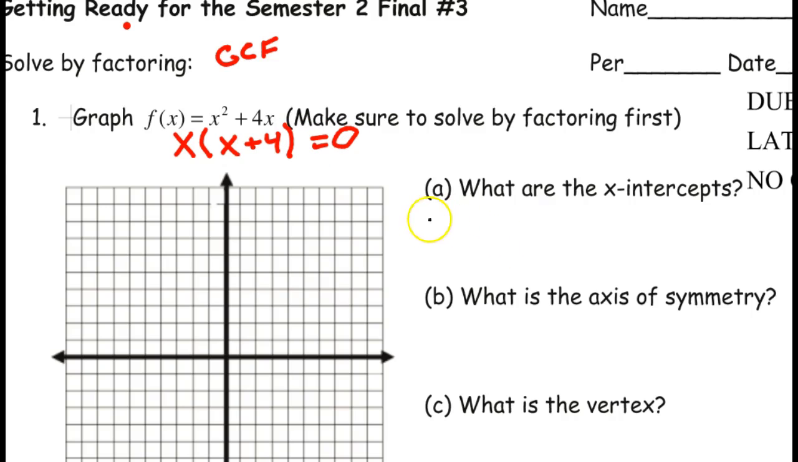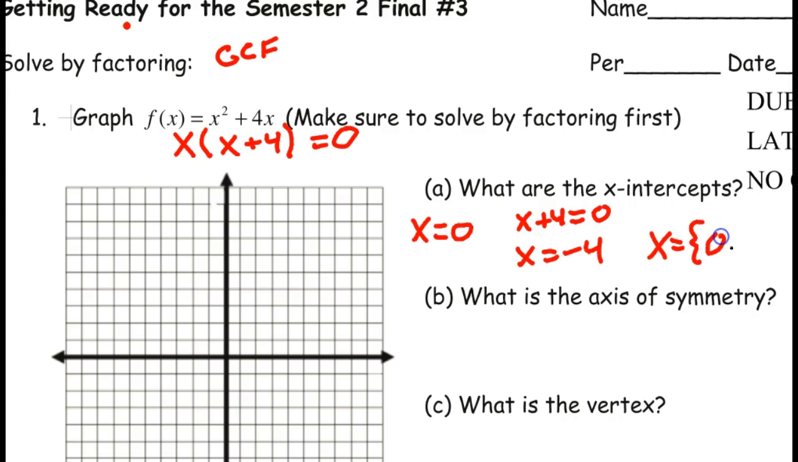So we'll have x equals 0, and x plus 4 equals 0. And when you solve that, you get x equals negative 4. Okay, so our two x-intercepts are 0 and negative 4.